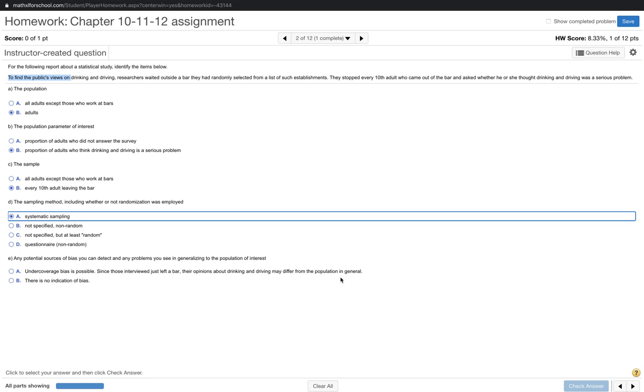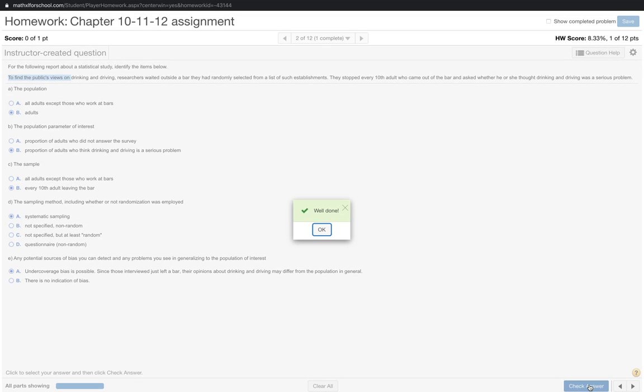Any potential sources of bias you can detect, and any problems you see in generalizing to the population of interest. Well, for me, when I read this, they're asking people whether they think drinking and driving is a serious problem, but they're asking people as they're leaving a bar. Think about that for a sec. That could skew the results. So undercoverage bias is possible. Since those interviewees just left a bar, their opinions about drinking and driving may differ from the population in general. There we go.